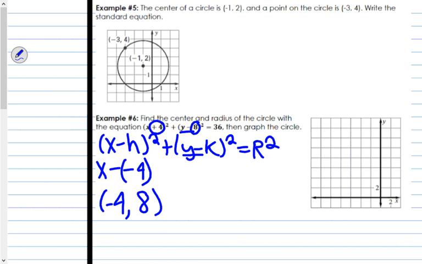And notice this graph is counting by 2s. So negative 2, negative 4, 2, 4, 6, 8. Here's the center of my circle.